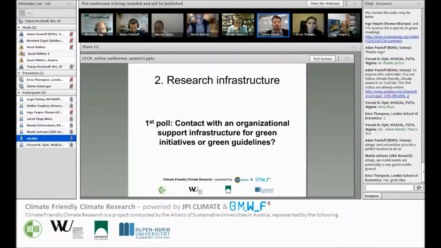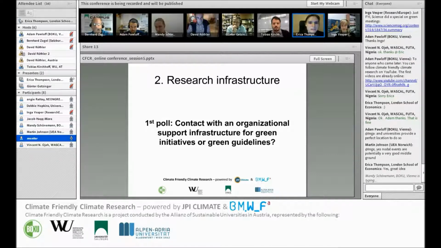I'd also like to ask all the participants, if they had contact with these organizational support infrastructures, how that contact was, or also what would you like to have, or do you see the need for organizational support infrastructures that actually facilitate a greening of research infrastructures? Maybe there are some ideas about that floating around.